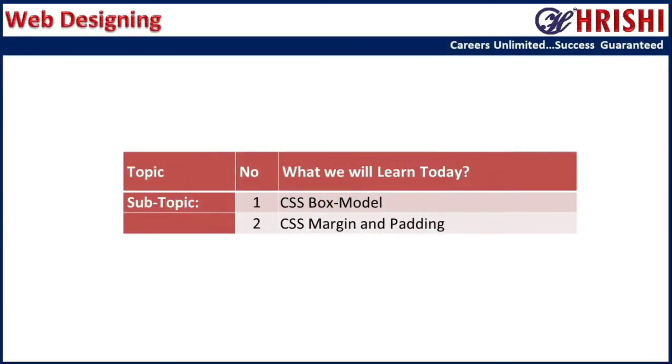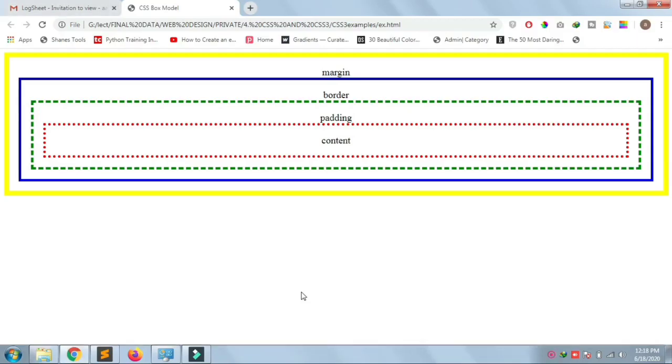Today what we are going to learn is CSS Box Model and CSS Margin and Padding. So let's start with CSS Box Model. Here all HTML elements can be considered as boxes. In CSS the term box model is used when we are talking about designs or layout. Here you can see I have already created one box model. So we'll learn about it.